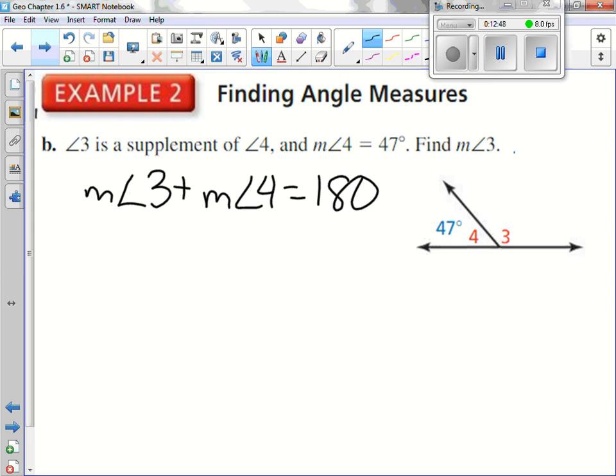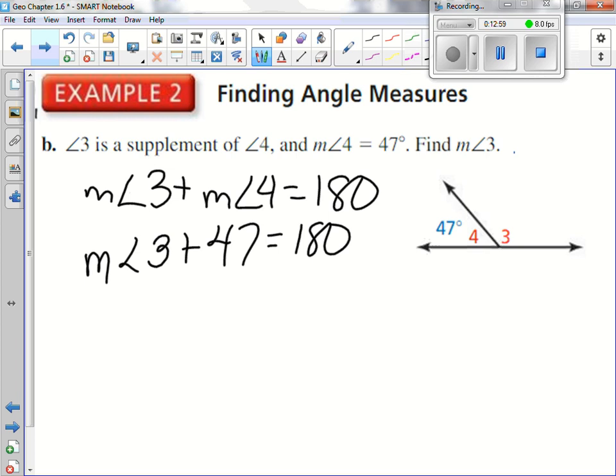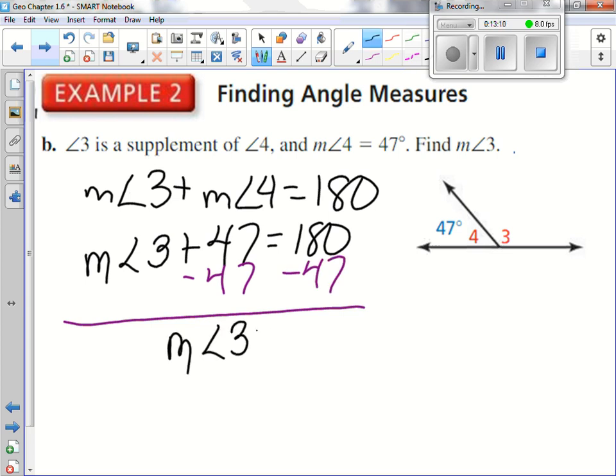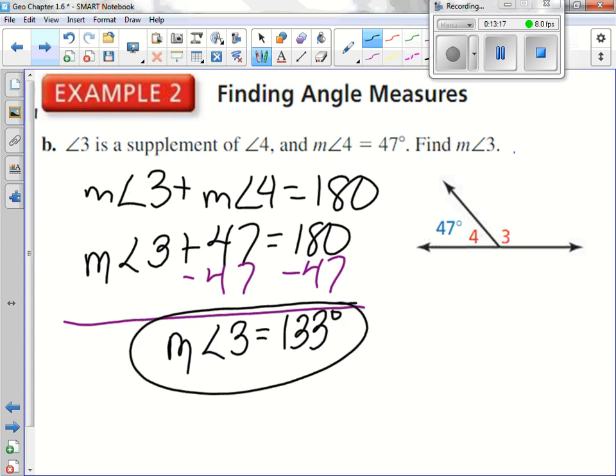Well, it told us angle 4 is what? 47, yes? So the measure of angle 3 plus 47 degrees is equal to 180. So what do I need to do to find the measure of angle 3? We subtract 47 from 180, and we get that the measure of angle 3 is 133 degrees. 180 minus 47 should be 133. Questions on this here? These aren't too bad.